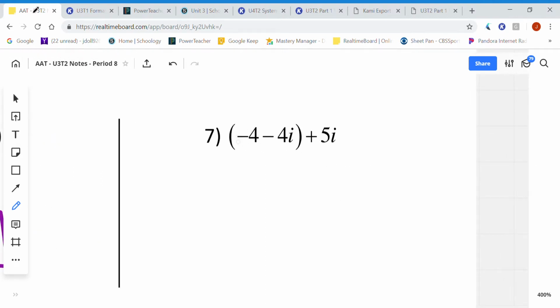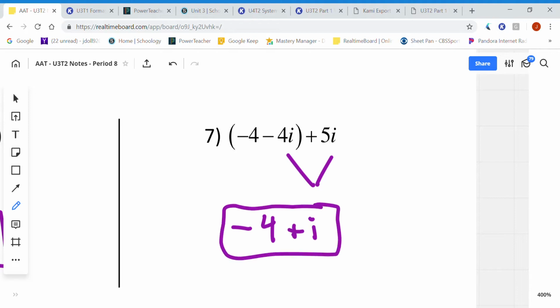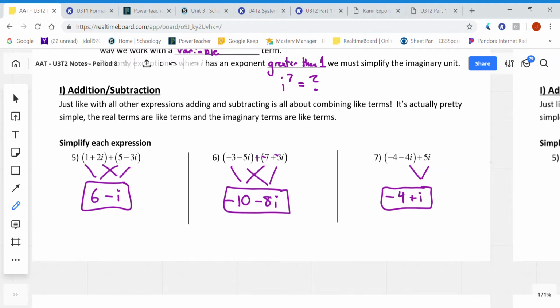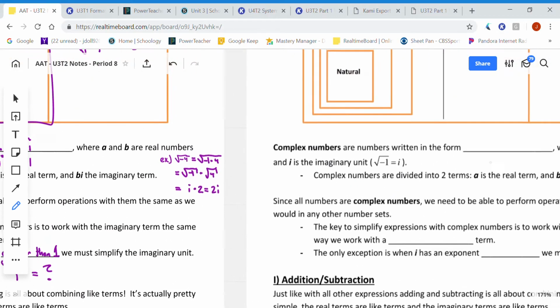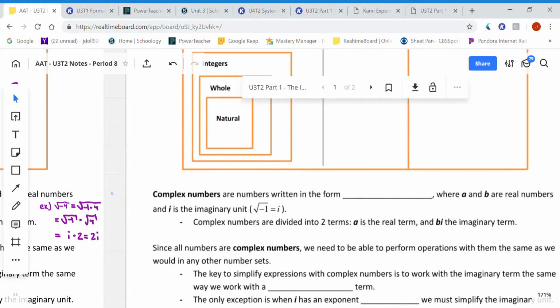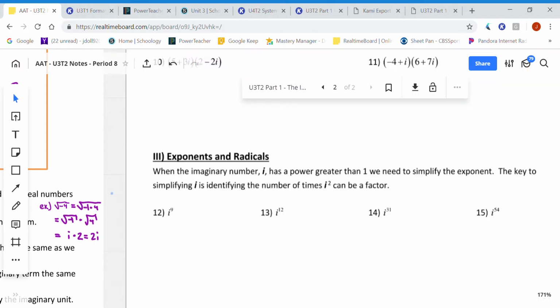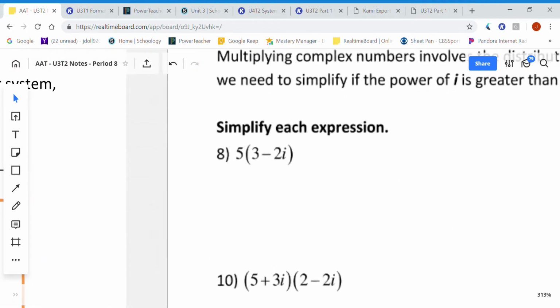So here, the -4 is the only real number here, so -4 is just going to stay what it is, and -4i and 5i would combine to give me just +i. So that's adding and subtracting complex numbers, whether it's just i, whether we have a real number there, that's all we're doing. Okay, let's turn to the second page here, and let's look at multiplication of our numbers.